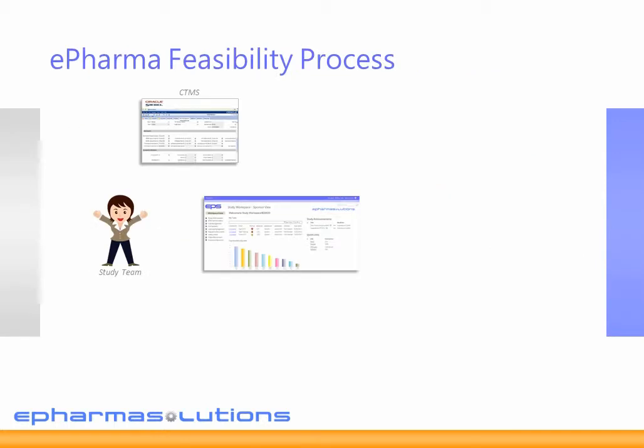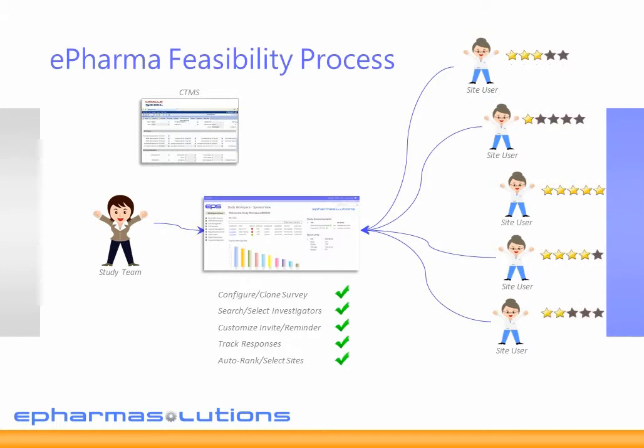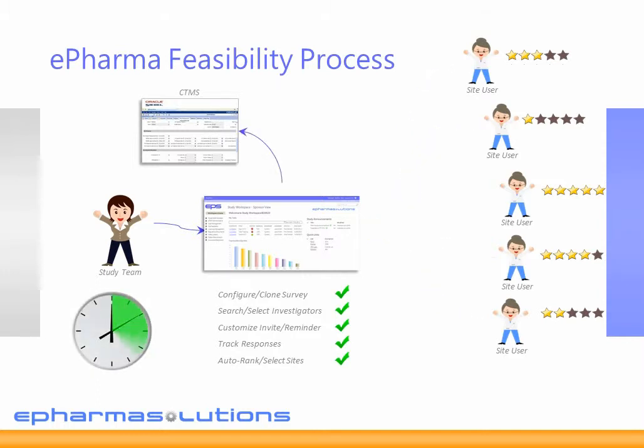The ePharma site feasibility process is completely automated. Study teams can log in, configure a new survey, or clone an existing survey, search and shortlist potential sites for the study, customize the invitation and reminder, and launch the campaign. Study teams have robust reports that show who started and finished the survey, how each site ranked against each other for their ability to succeed in the study, and finally pre-select the highest ranking sites for the pre-study visits. This entire process can be launched in less than an hour, and site responses can start being reviewed the same day, reducing cycle times from months to days.